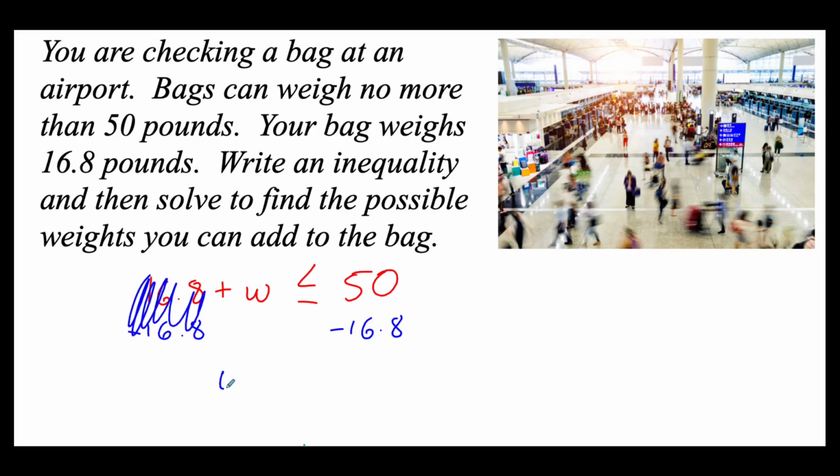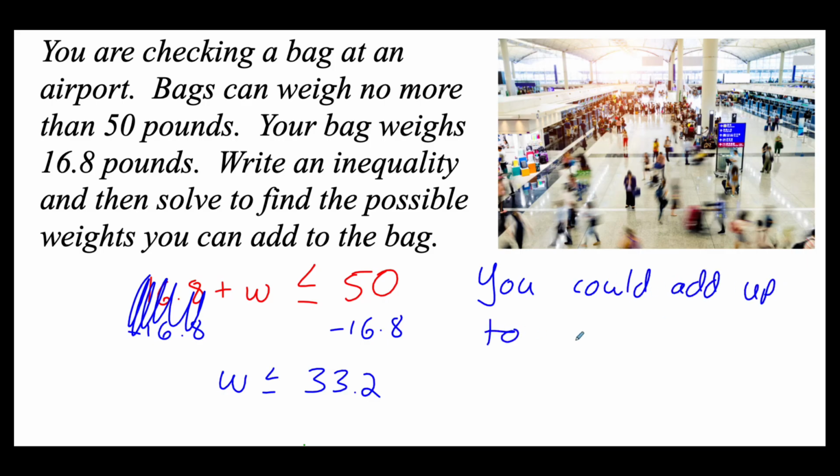So we would be left with W is less than or equal. Now if we take 50 minus 16.8, we're going to get 33.2. So that means that we can add up to 33.2 more pounds without going over that 50-pound limit. So I'm going to write that out. You could add up to 33.2 more pounds without going over 50.